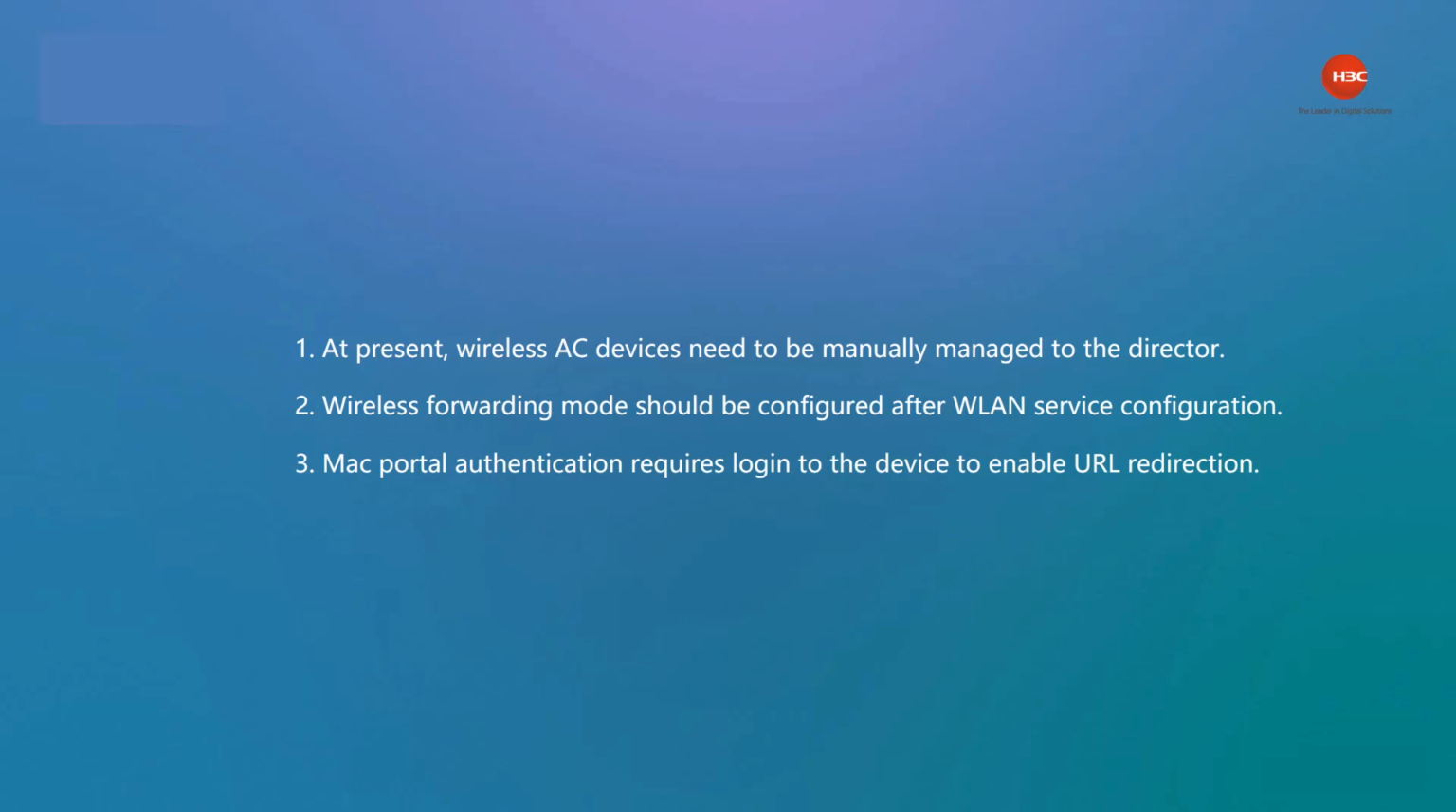Let's go back to the main points. First, at present, wireless AC devices need to be manually managed to the controller. Second, the wireless forwarding mode should be configured after WLAN service configuration. Last, MAC portal authentication requires logging in to the device to enable URL redirection.